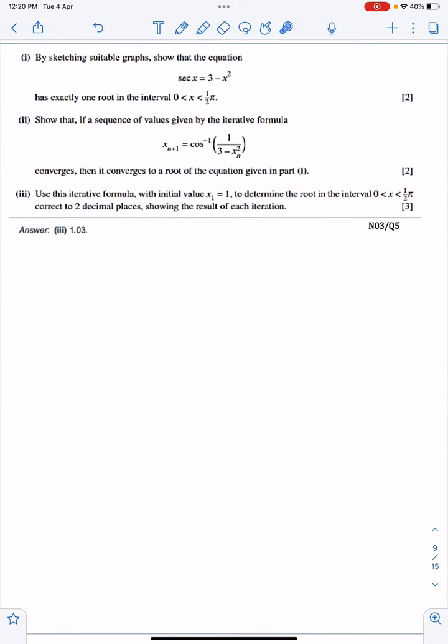While sketching suitable graphs, show that the equation sec x equals 3 minus x squared. Okay, what you have to do is draw a suitable graph. So that means you have to draw 2 graphs. One is the graph of sec x and one is the graph of 3 minus x squared. This is a normal quadratic curve and this is the graph of the reciprocal function.